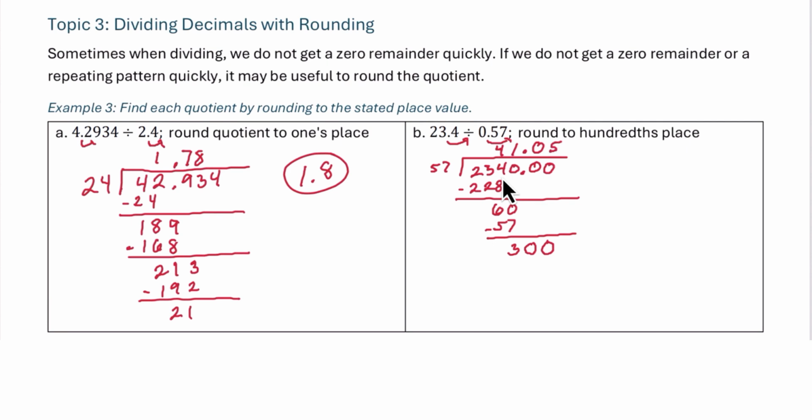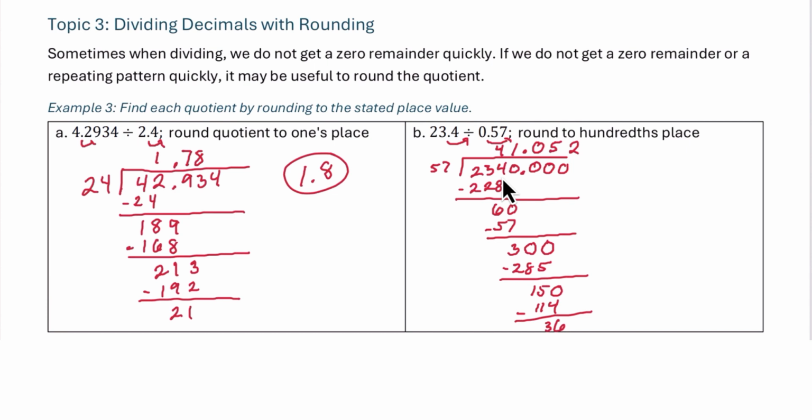5 times 57 is 285. Subtract, and we get 15. We need to add another 0 and drop it down. 57 will go into 150 2 times. 2 times 57 is 114. Subtract, and we get 36.